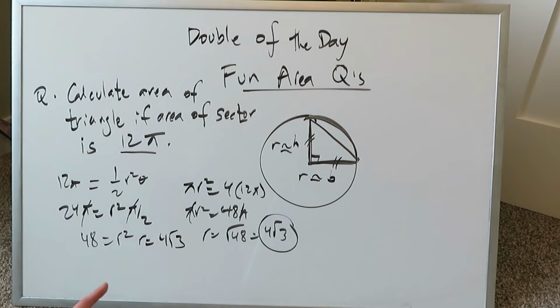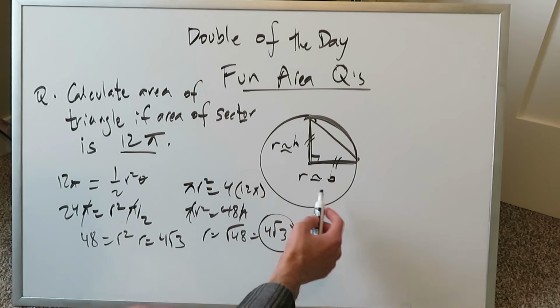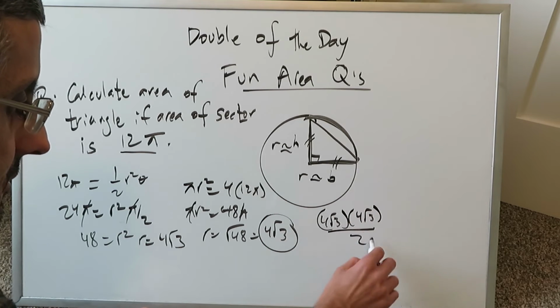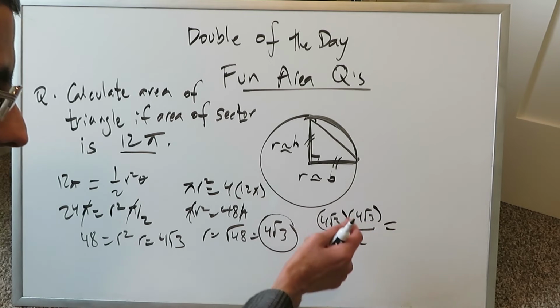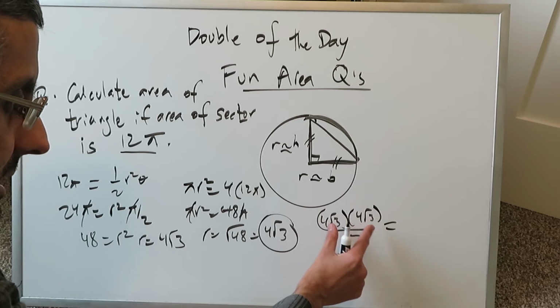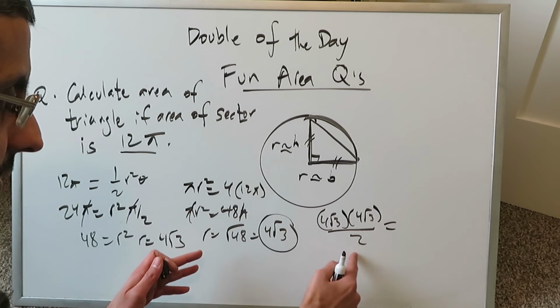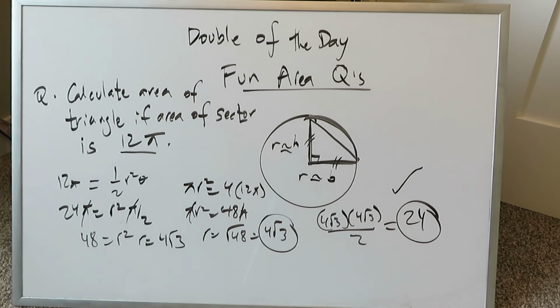Now we found the radius both ways. This radius is equal to the height, which is equal to the base. 4 root 3 times 4 root 3 all divided by 2, half base times height, will give me the area of the triangle. 4 times 4 is 16. Root 3 times root 3 is a 3. 16 times 3 is 48. 48 divided by 2 is 24 units squared, which would be the area of that triangle.